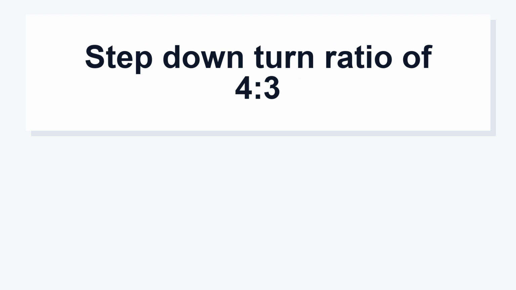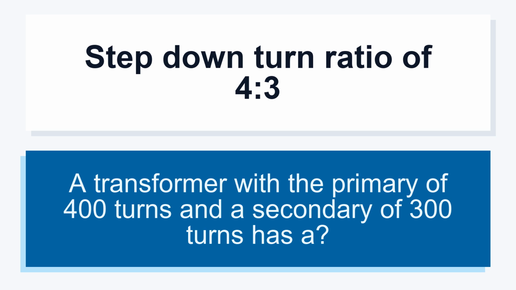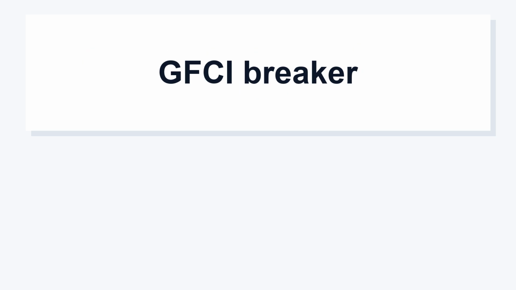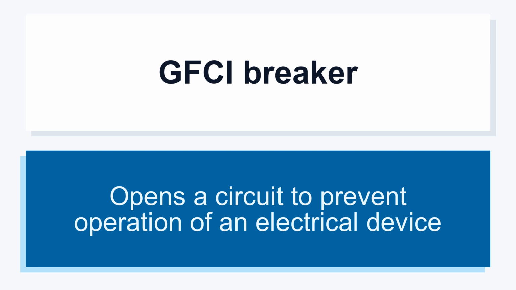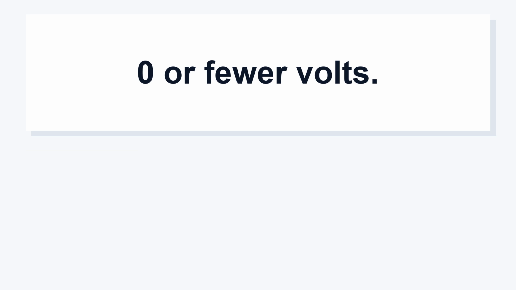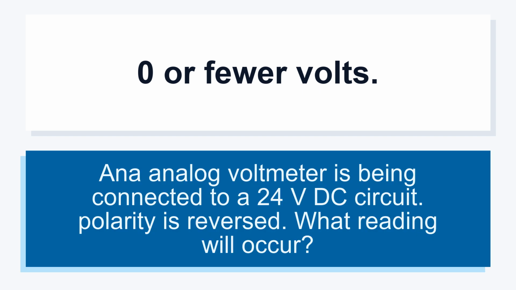Step-down turn ratio of 4:3. A transformer with the primary of 400 turns and a secondary of 300 turns has a step-down turn ratio of 4:3. A GFCI breaker opens a circuit to prevent operation of an electrical device. 0 or fewer volts. An analog voltmeter is being connected to a 24V DC circuit. Polarity is reversed. What reading will occur?